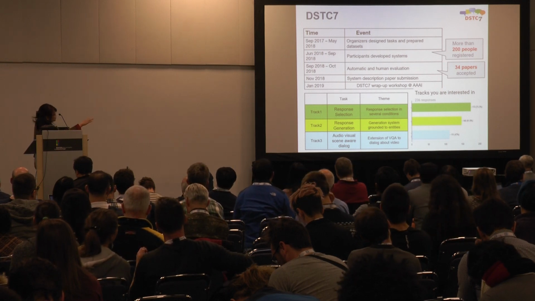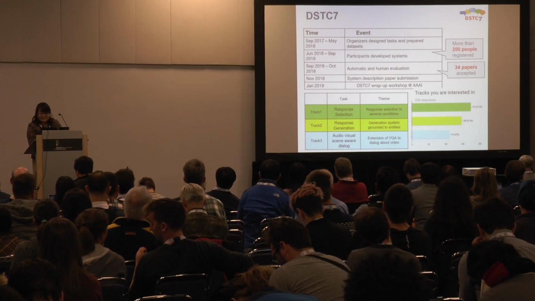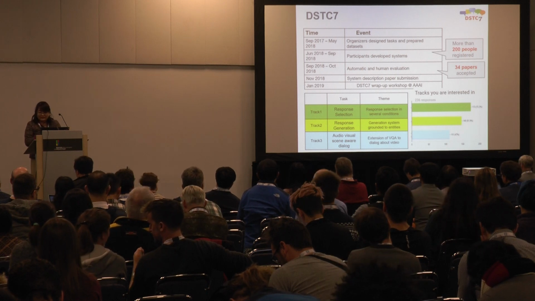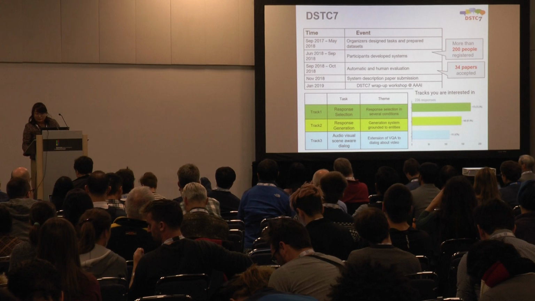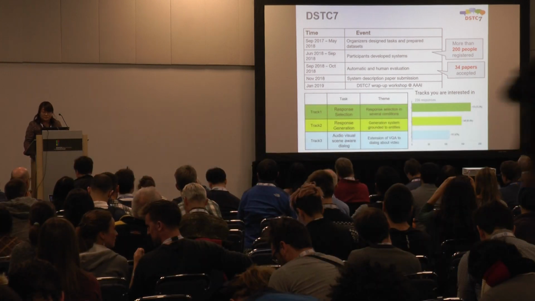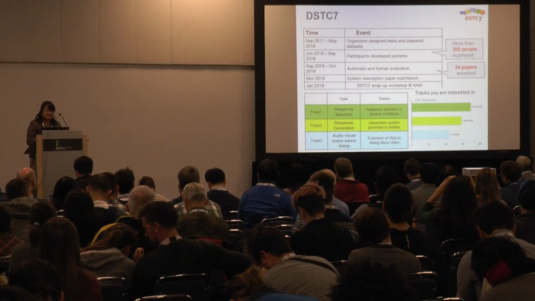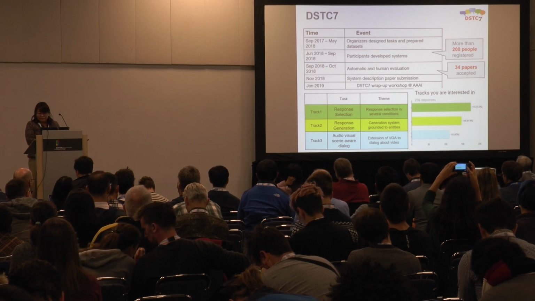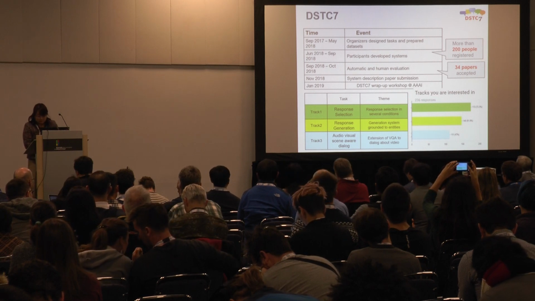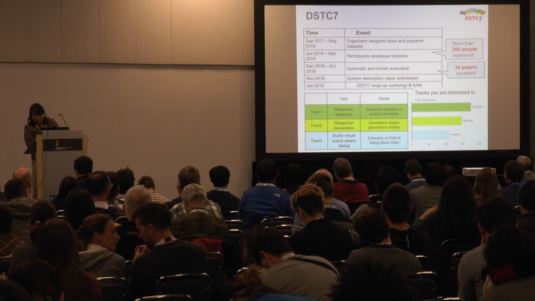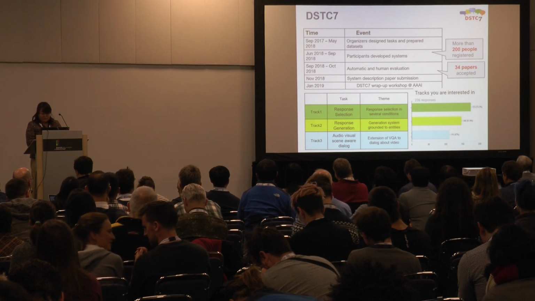You can see that bar graph. 236 people are interested in 3 different tasks. It seems that 73.3% of people are interested in sentence selection, and sentence generation, 61.9% of people. And for the audio-visual scene-aware dialogue, about 50%.